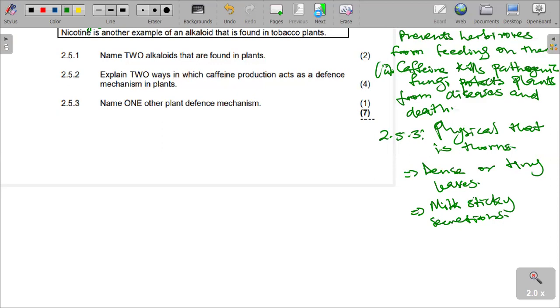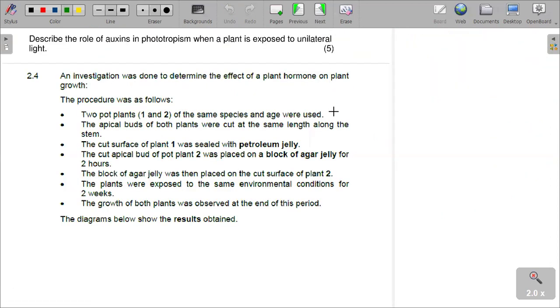And our next question is: describe the role of auxins in phototropism when a plant is exposed to unilateral light. This we did not cover under defense. I'm sure I've also answered it in my notes and in my first presentation in class, so we can recap it just to clear the concept. Describe the role of auxins in phototropism. That is what the question is saying.